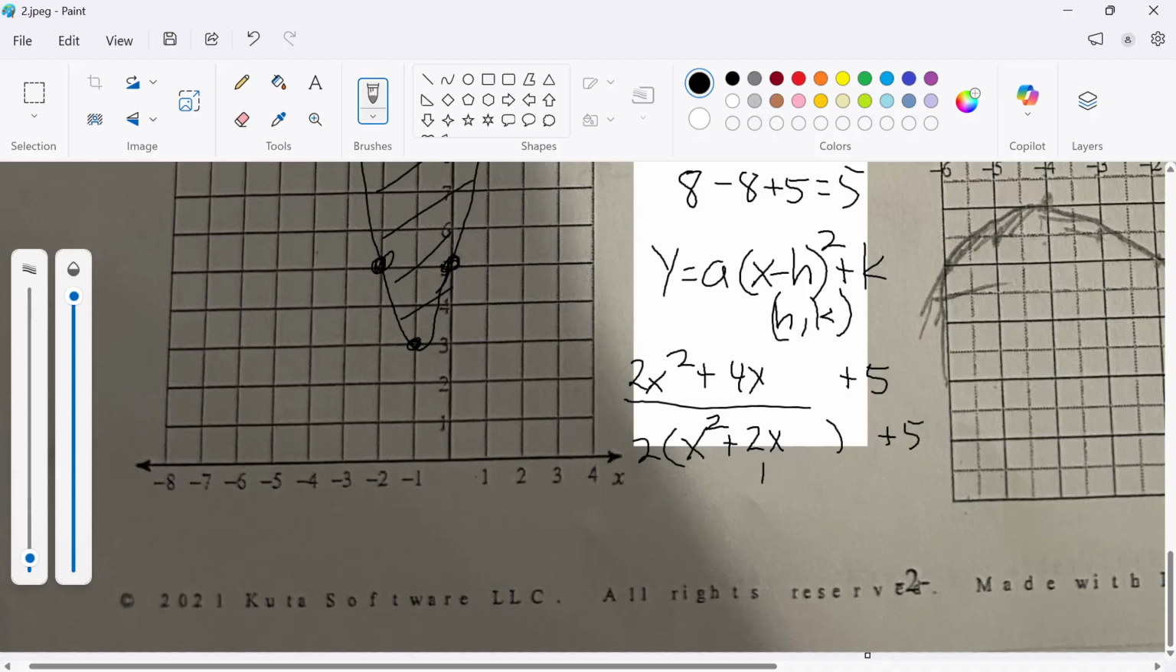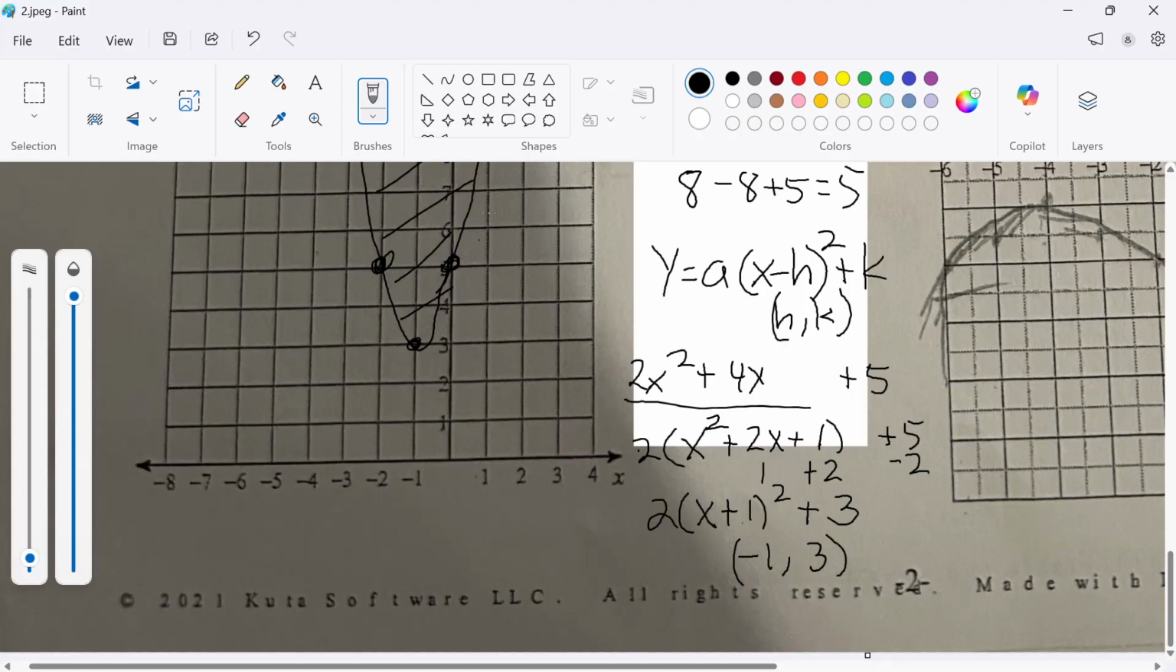So now I take half of 2, which is 1. I've got to bring that 2 down: 2 times (x plus 1) squared. And then what's 1 squared? That's 1. But I can't just do the 1, I've got to do 2 times 1. That's 2, so actually I added 2, so I also have to subtract 2. 5 minus 2 is 3, so this is plus 3. So again, (h, k), negative 1, 3, is the vertex because it's x minus h squared plus k.